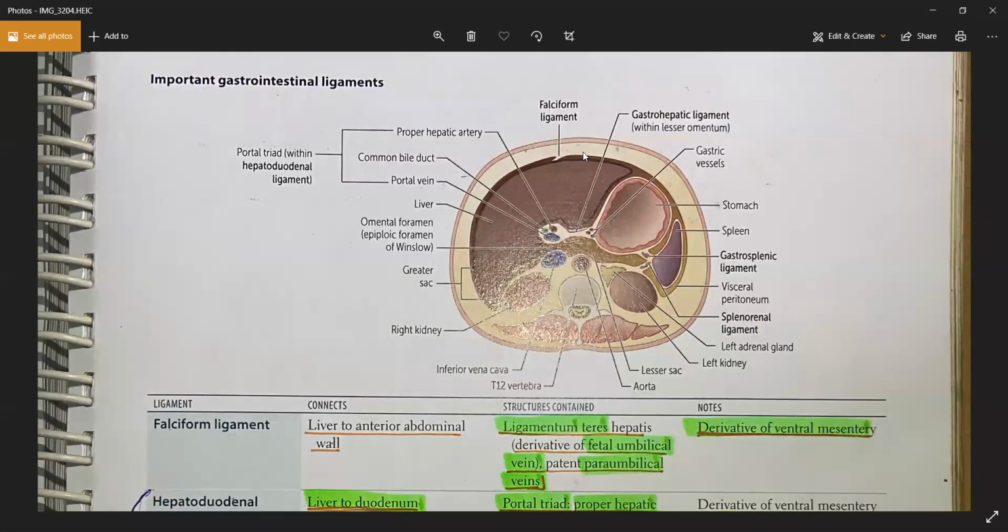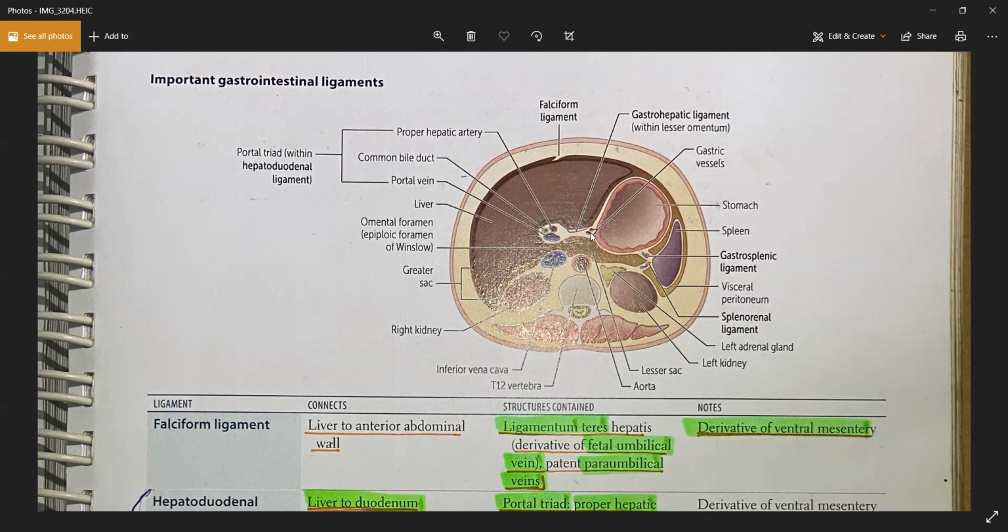Okay, very important. The liver you are seeing in the diagrams of the abdomen, the stomach, and all these ligaments that you are seeing in the diagrams, they are all shown after the removal of the greater sac, so that you can see these structures very clearly, right? Then you also have a lesser sac.